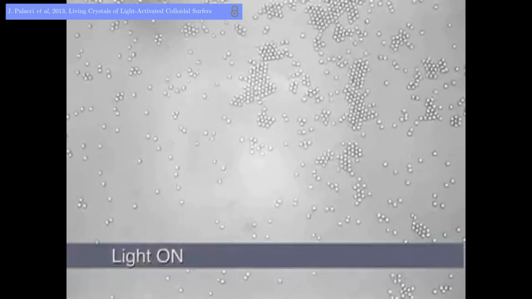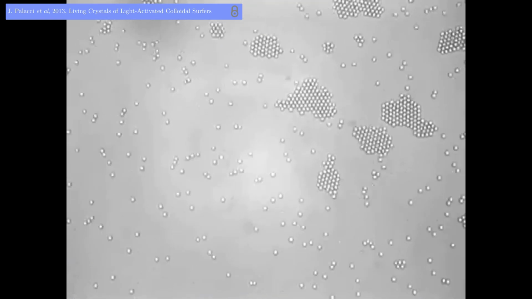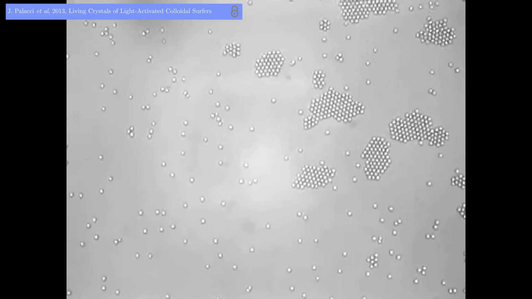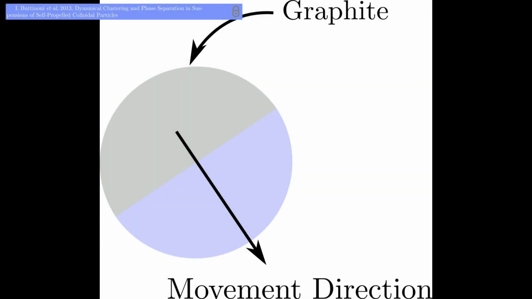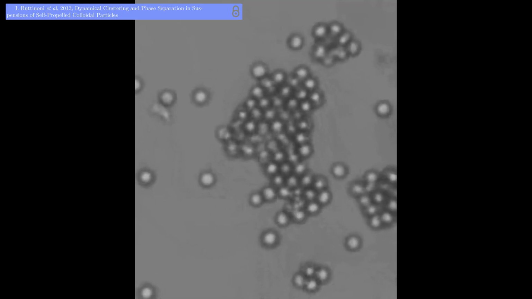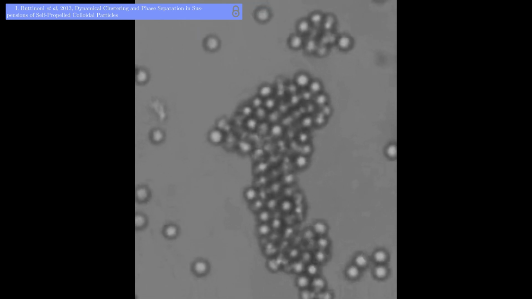For example, particles with partially exposed cores react with the suspension medium dependent on exposure to light. Or laser-activated Janus particles made of silicon dioxide spheres with one hemisphere coated in graphite. Laser illumination of an entire sample creates a heating effect on the carbon sides of particles only, giving self-propulsion.